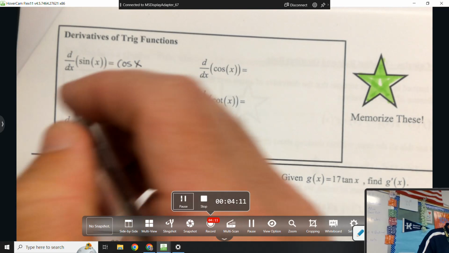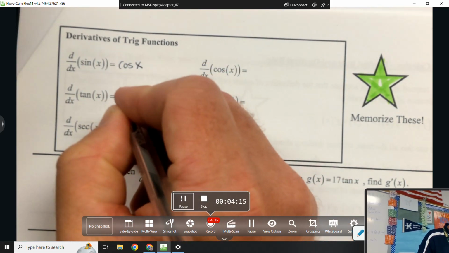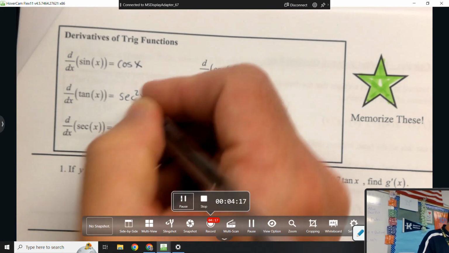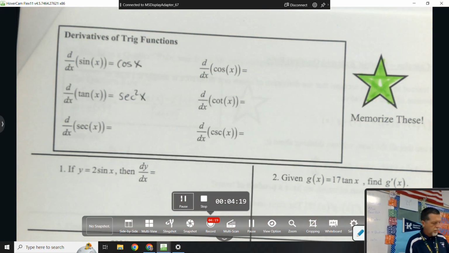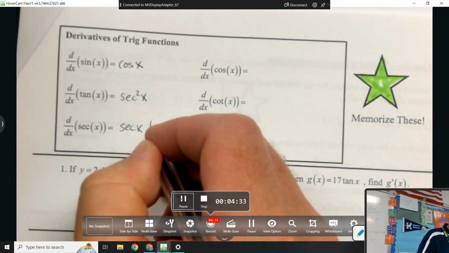Derivative of tangent, now things get a little more complicated, is secant squared. Derivative of tangent is secant squared. Derivative of secant is secant tangent.